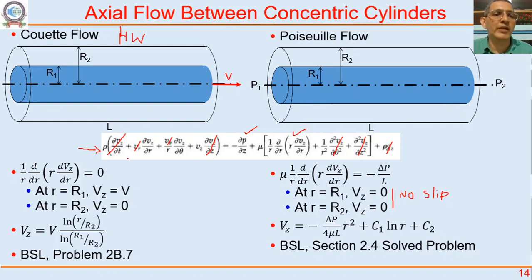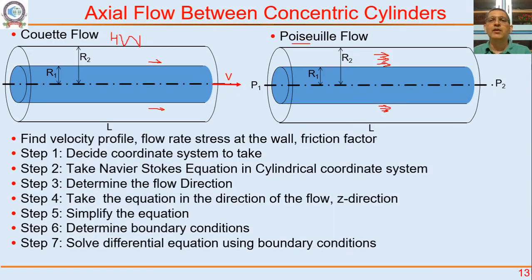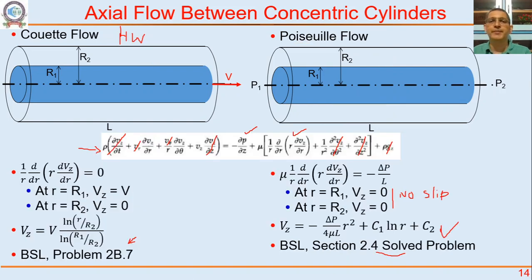Incidentally, in the Bird-Stewart-Lightfoot book, Transport Phenomena, both these problems are solved problems. The Couette flow is a solved problem. This one is not a Couette flow. It is not a solved problem. It's a problem for you to do. It is 2B.7. The answers are given there. In Bird-Stewart-Lightfoot, section 2.4, Poiseuille flow between two cylinders is a solved problem. So beyond this, the solution is given, and you can check for yourself. You can get the velocity profile, flow rate, stresses, friction factor, all those things.